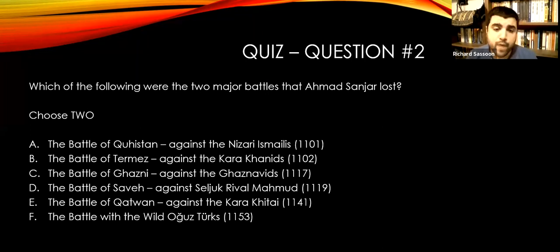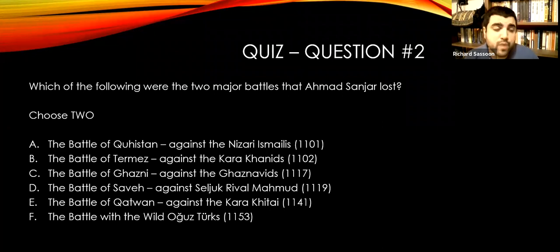And after the battle with the Wild Oghuz Turks, this was a case where a number of Turkic groups just revolted, and they should have been easily put down, but they defeated Ahmad Sanjar and imprisoned him for 3 years and ran roughshod over many of the areas of the empire, which destroyed them from the heightened intellectual level that they had been before. All those other battles were battles that Ahmad Sanjar won against various rivals to the Great Seljuk.